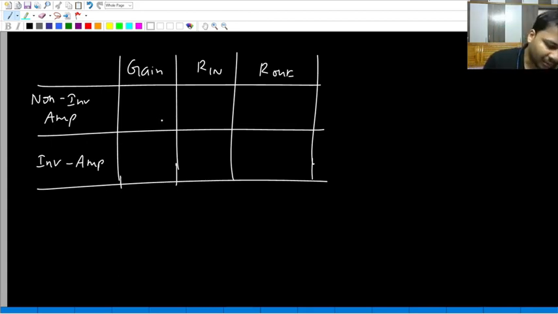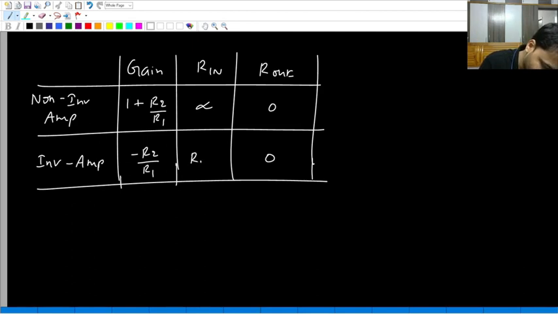So for the non-inverting amplifier, what is the gain? 1 plus R2 by R1. For the inverting amplifier, what is the gain? Minus R2 by R1. For the non-inverting amplifier, what is the input resistance? Infinite. What is the output resistance? 0. For the inverting amplifier, also output resistance is what? 0. And the input resistance, it is what? R1. Yes.